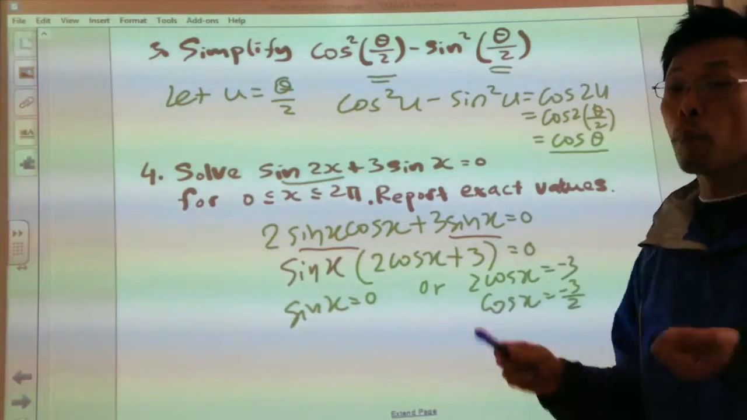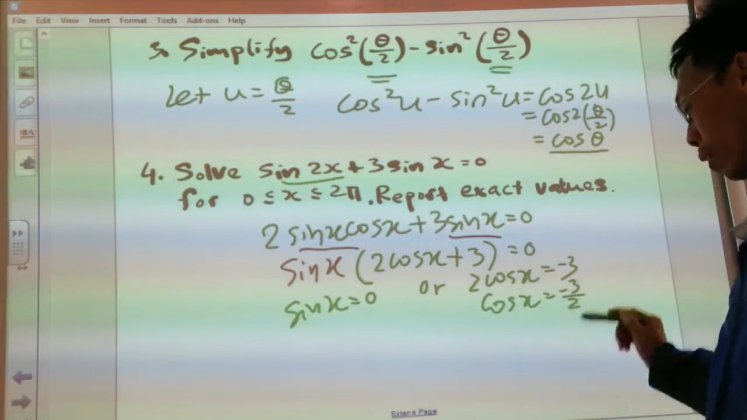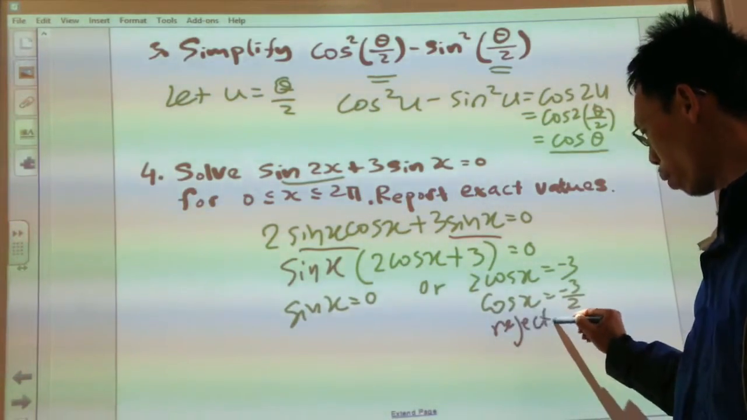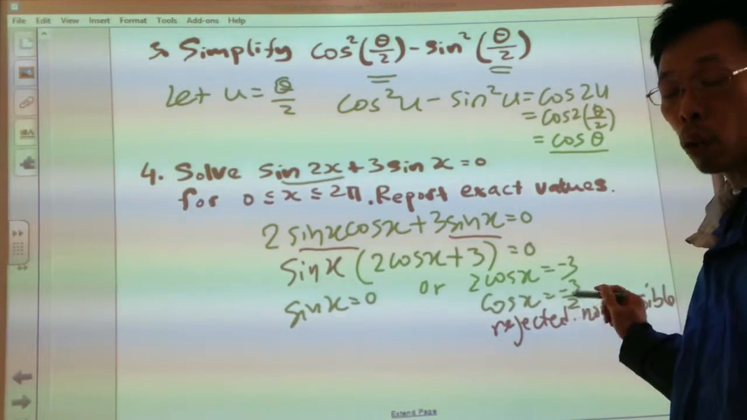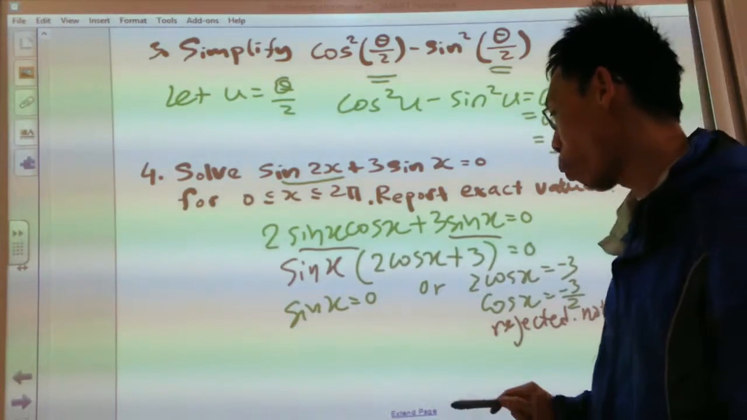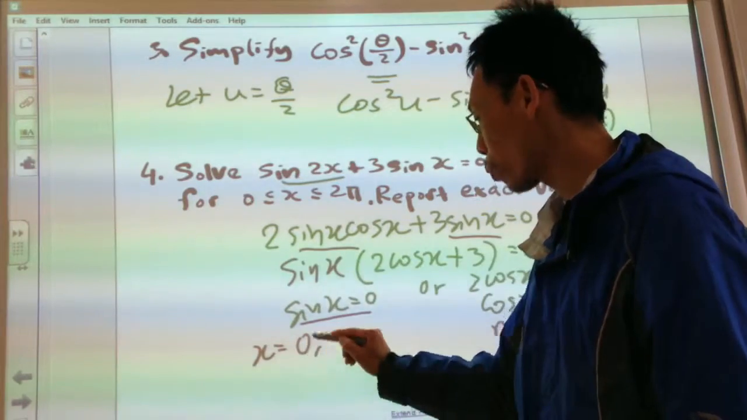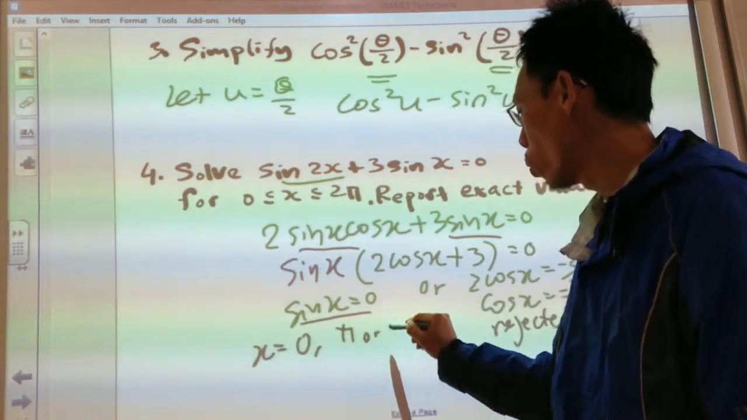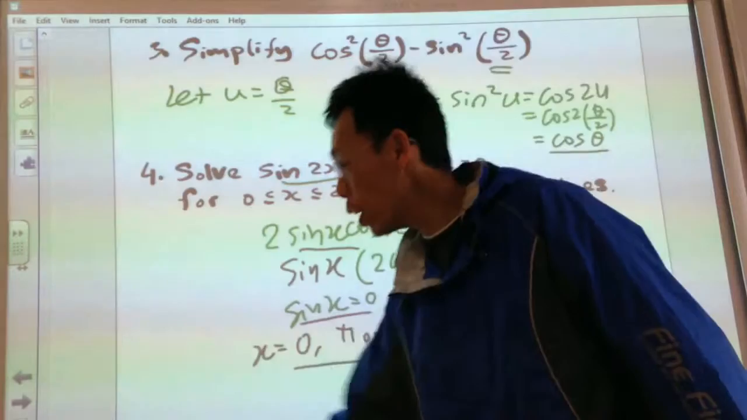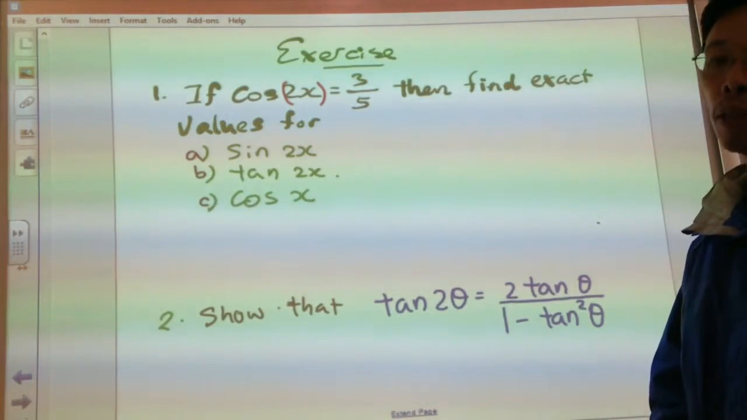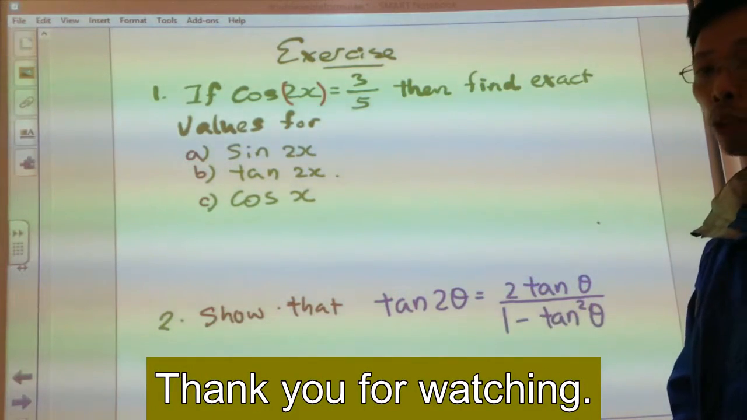But the range of cosine x is from negative 1 to 1 only. But this is negative 3 over 2. So it's not possible to have an answer like that. So you say rejected. Not possible to have cosine x equal to negative 3 over 2 because it's only between negative 1 and 1. Now x here must be 0 degrees, 0 radians, pi or 2 pi. So here's the answer. Alright, did you get everything correct? Excellent. So here are two exercises that I'm going to leave for you to do. And here is the formula for tangent 2x. Thank you very much.